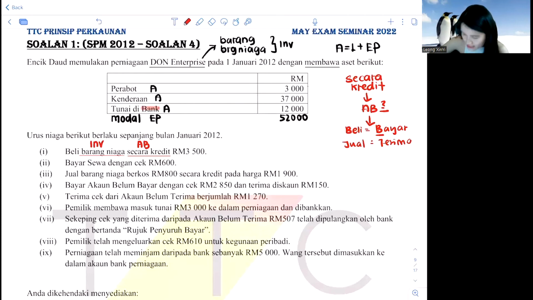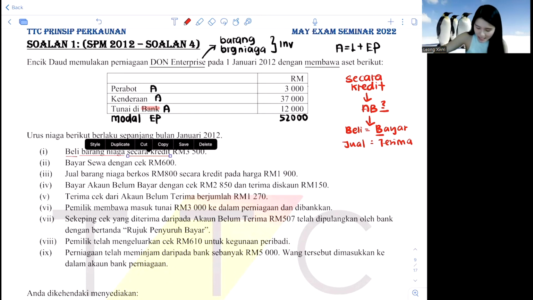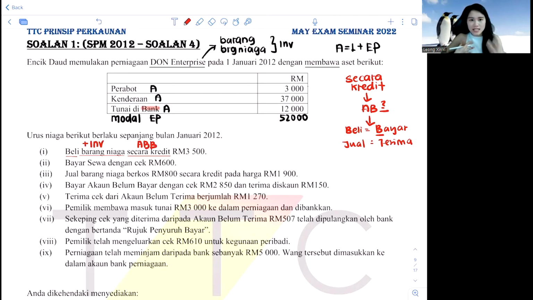So then you can match it at the back. So in this case, yes, correct, because it's beli A, B, B. That's right. Okay, so we have inventory plus, and I bought my barangan, it's going to increase with the value of 3,005.